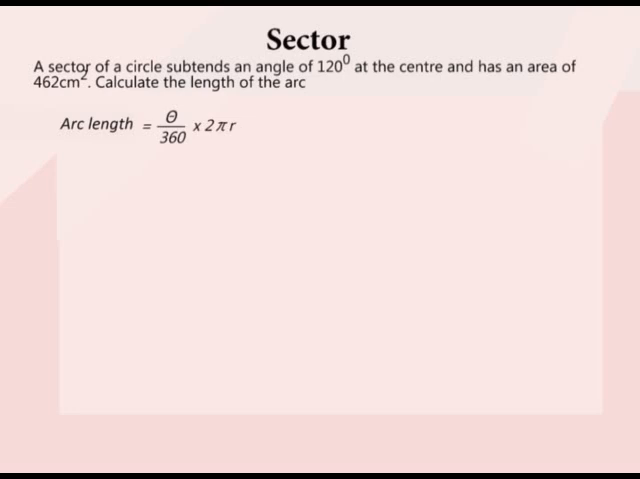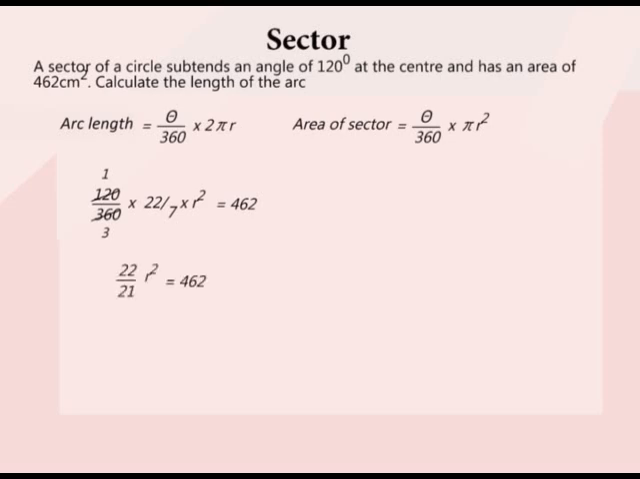Recall the area of a sector is equal to theta over 360 times pi r squared. And so 120 over 360 times 22 over 7 times r squared is equal to 462 square centimeters. 120 over 360 is 1 over 3. And so we shall have 22 times r squared over 3 times 7. That gives us 22 over 21 r squared is equal to 462.